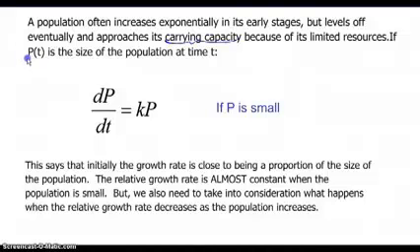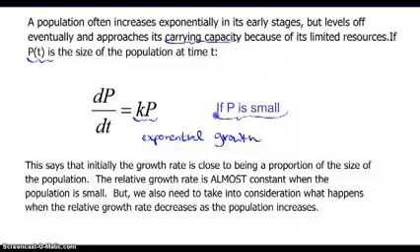If P of t is the size of the population at any time t, then the rate at which the population is changing over time acts like this. I don't know if you recognize it or not, but that's exponential growth, and it acts like this only when the population is small. So if P is small, we have exponential growth going on. Initially the growth rate is close to being proportional to the size of the population. The relative growth rate is almost constant when the population is small.